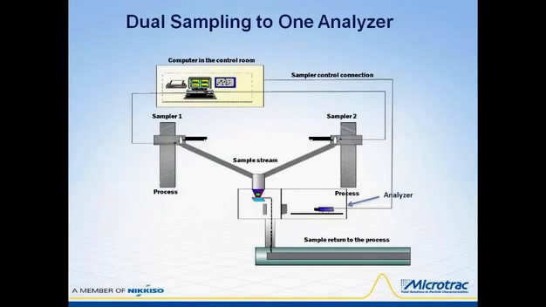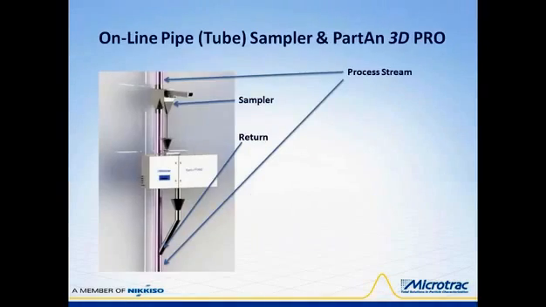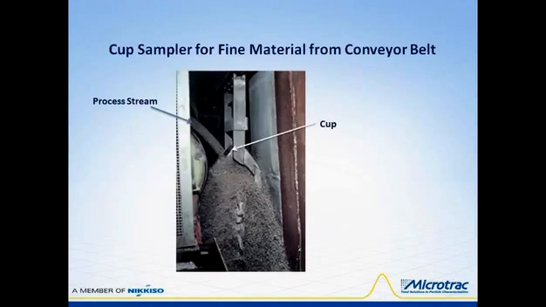And here multiple points are multiplexed, sampled, and measured alternately by one analyzer. This is an example of a Partan 3D Pro being fed dry sample from a pipe sampler with the return stream going back into the process line. This is a photo of a cup sampler on a process sampling fine granular powder, which is being fed to a dry Partan Pro analyzer below.